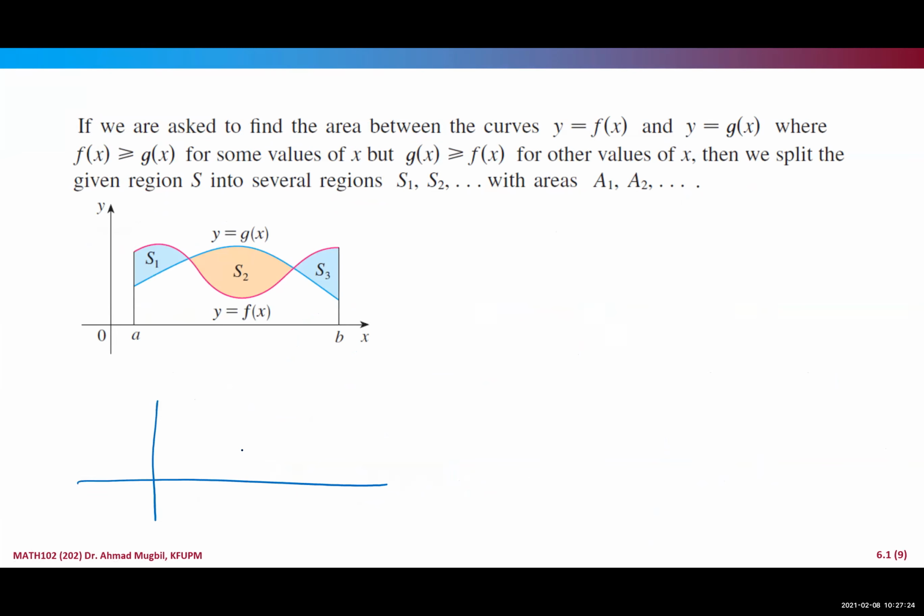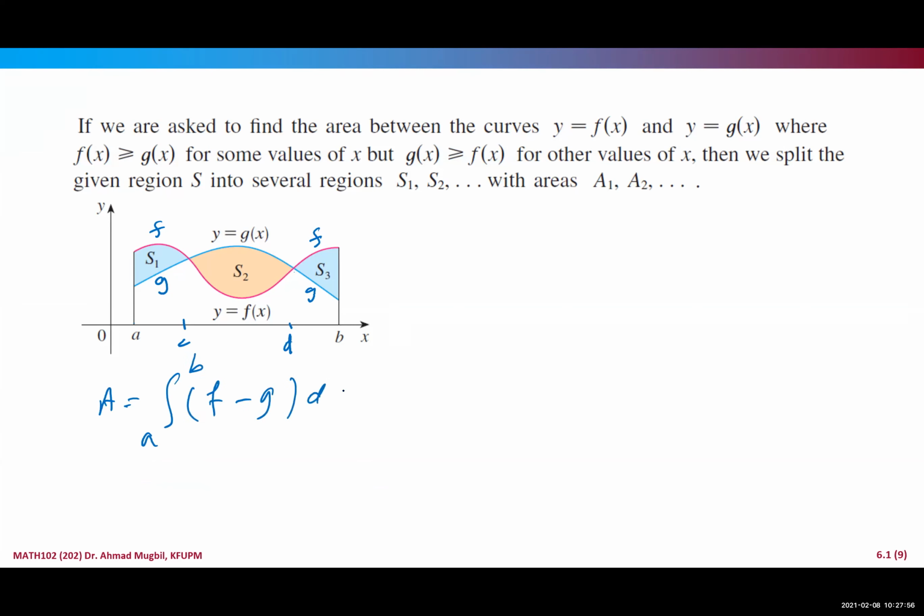What we did until now is when you have a curve that is always above and another curve that is always below. What about if we have two curves that interchange? Here, this is F, this is G. Here, this is G, this is F. Here, it is the opposite. This is F, this is G. So let's say that this is C, this is D. Now if you want to find the area, if you say that the integral is from A to B of F minus G, you are wrong. This will be wrong.